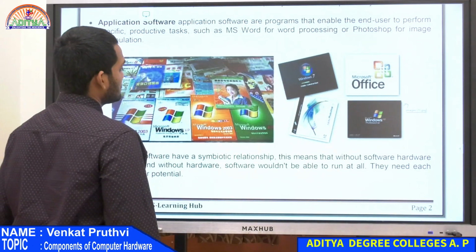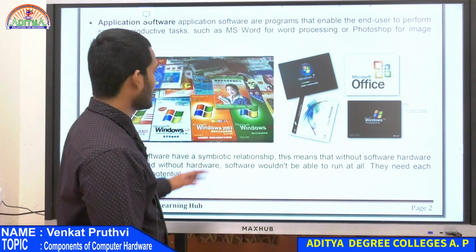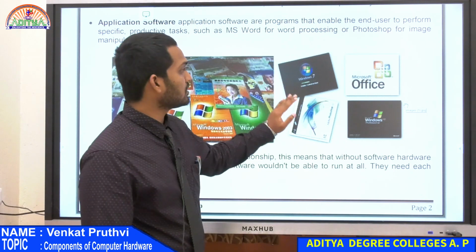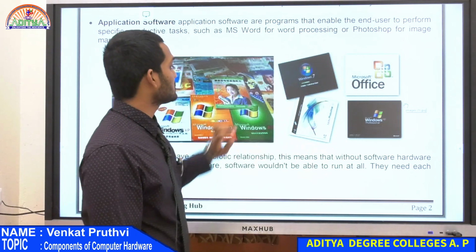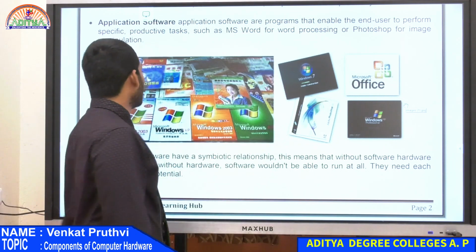So you can see the images of your system software here. You have your Windows 7, Windows 2003, Windows XP, and your application software, that is Microsoft Office, Adobe Photoshop and all. Okay.